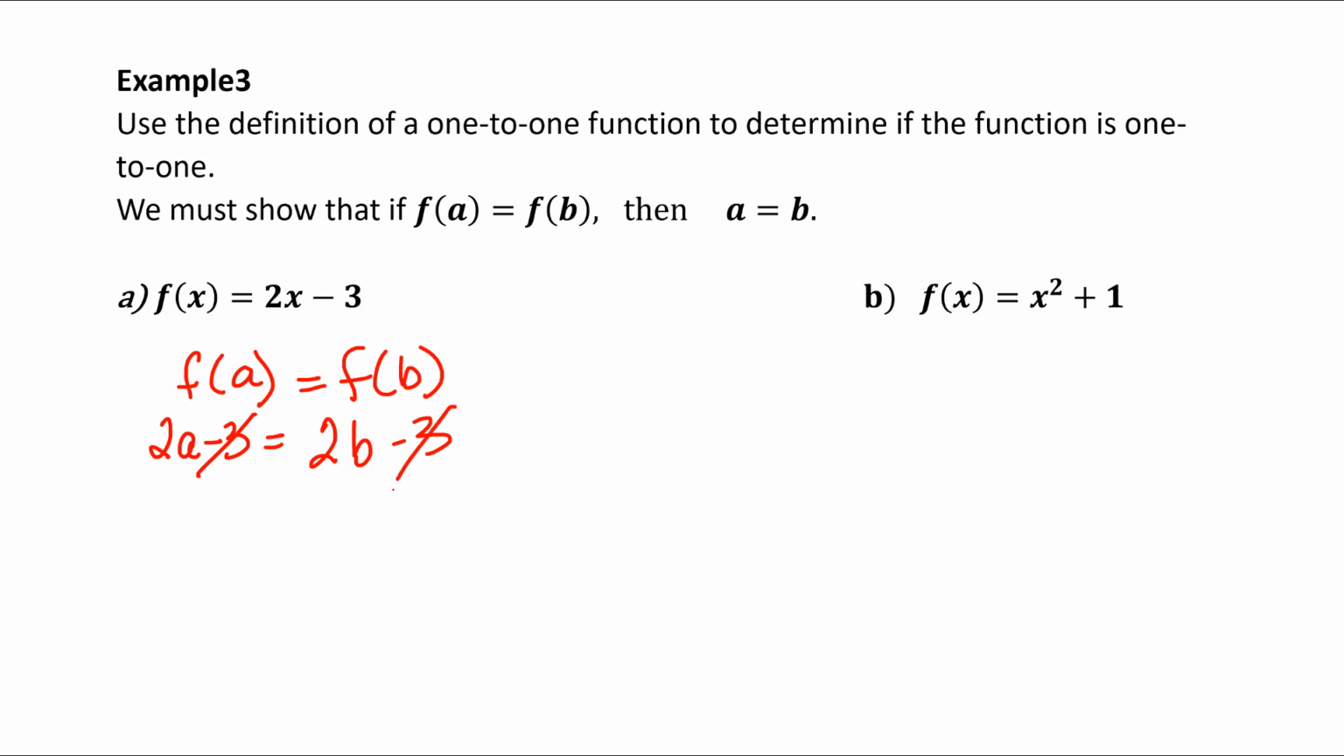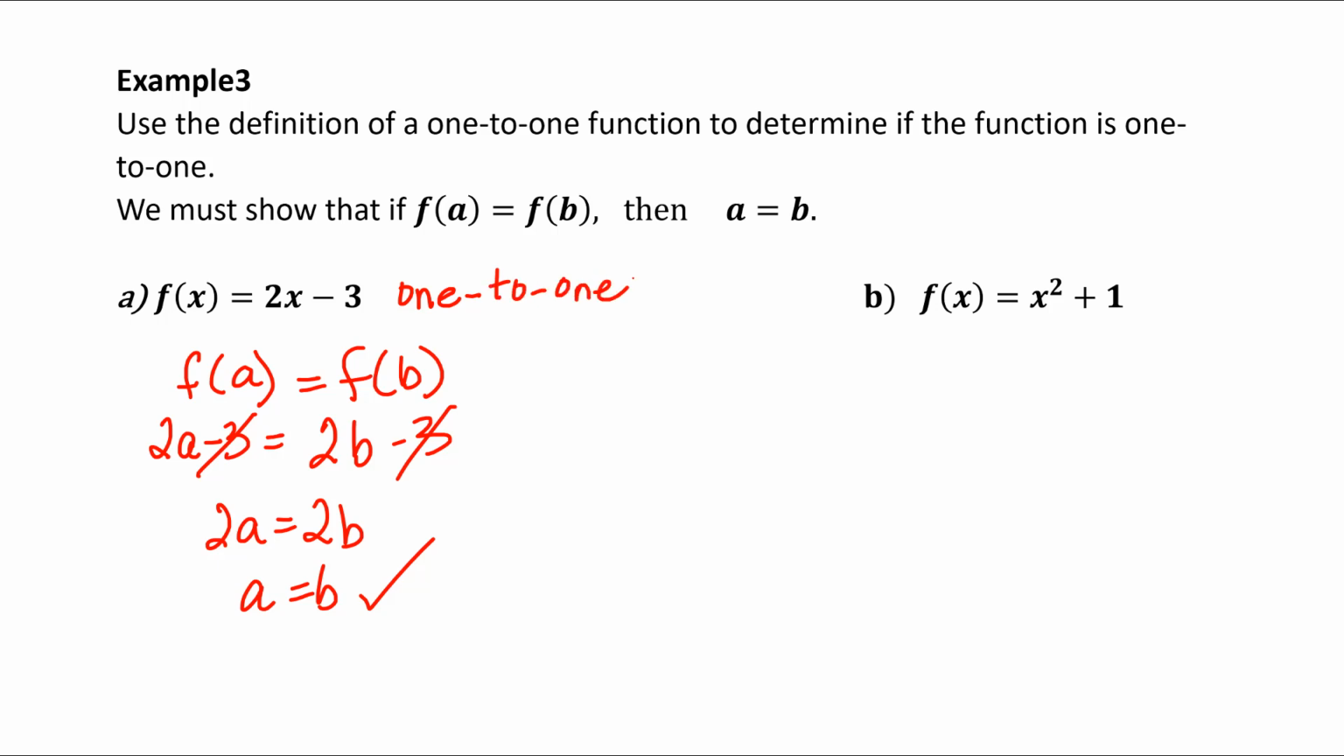Well, if I add 3 to both sides, that goes away. 2a equals 2b. Divide both sides by 2, and you get a equals b. That has to be. I mean, that's algebra. Okay, we didn't do anything illegal. If f of a equals f of b for that function, then a necessarily equals b. And so yes, that is a one-to-one function because it fits the definition.